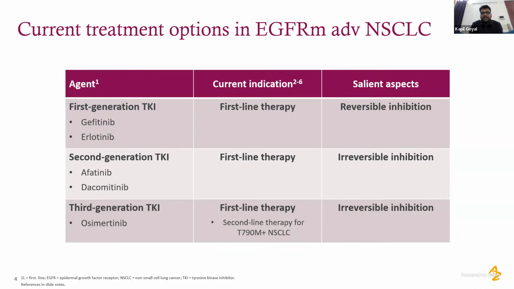Next, we have the third-generation TKI like osimertinib, which is approved as first-line therapy of all EGFR mutated lung cancer, and also second-line therapy in those patients in whom the T790M mutation is found.